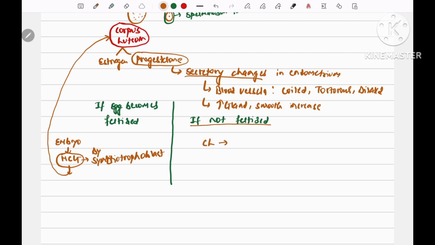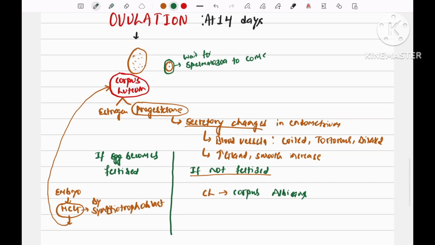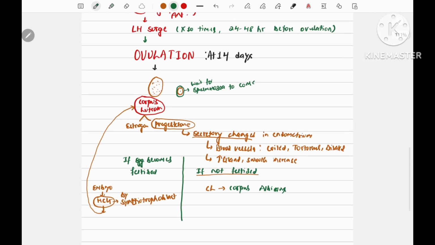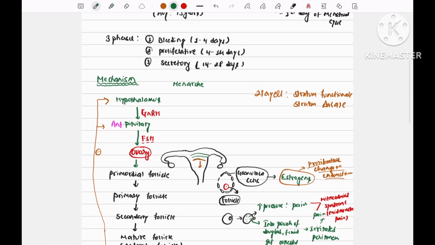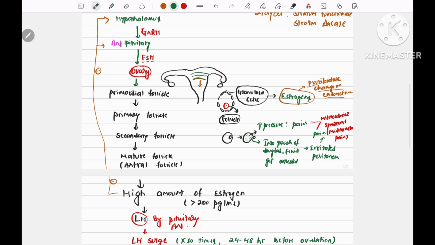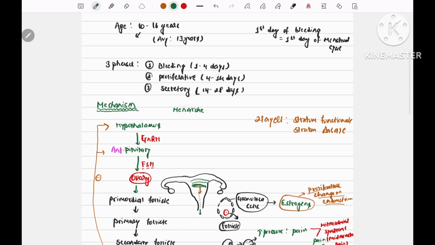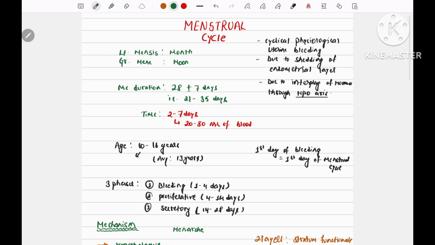This atretic corpus luteum is called corpus albicans. Now there will be no support to the endometrium, because the secretory changes in the endometrium were produced by the progesterone, and there is no progesterone, so there is no support to the endometrium. If there is no support, this endometrium will fall down. This falling down, this shedding of the endometrium, is known as menstruation. Okay, so this line is clear.